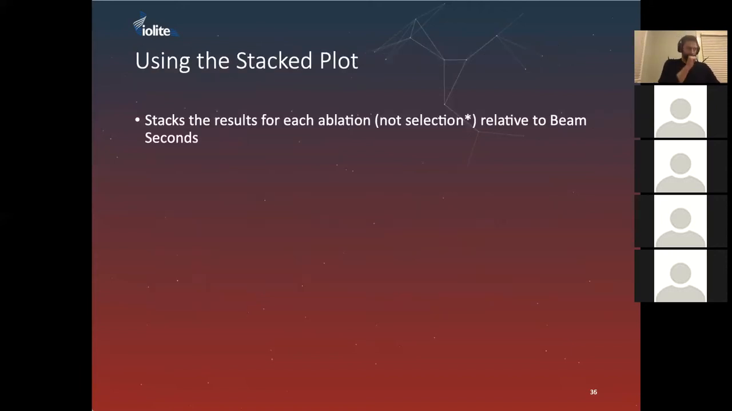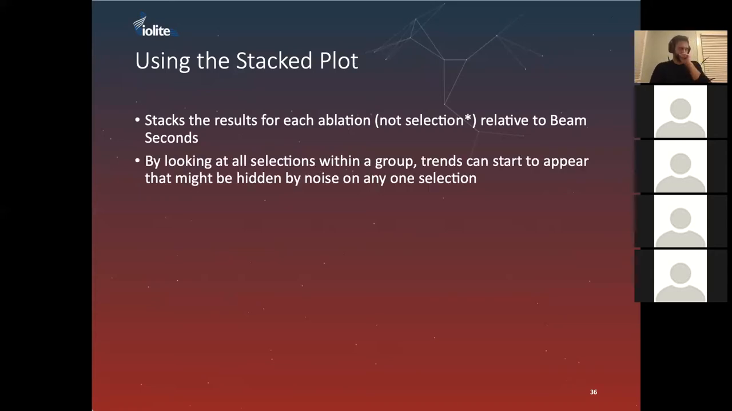So one really handy thing in uranium lead in iolite is the stacked plot. This is where iolite will take the results for each ablation, not the selection, each ablation, and plot them relative to beam seconds. When you look at an individual selection, especially if it's quite noisy, it can be quite hard to tell if there's any trend in those data.